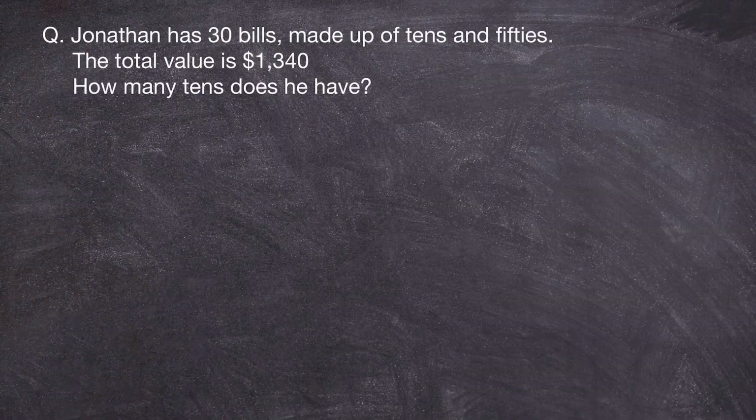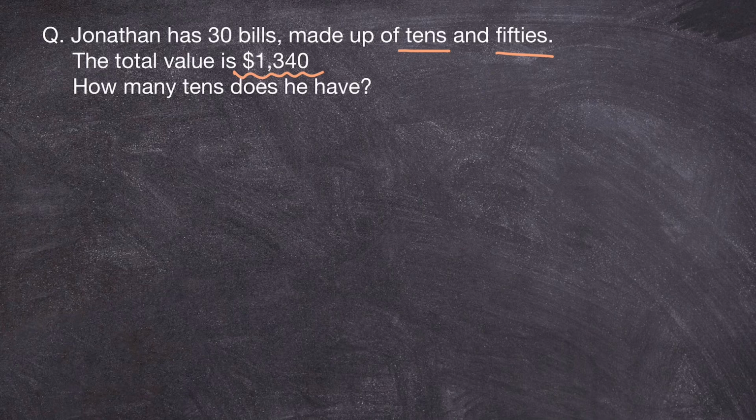So Jonathan has 30 bills in total, made up of 10s and 50s. The total value that he has is equal to $1,340. How many 10s does he have?